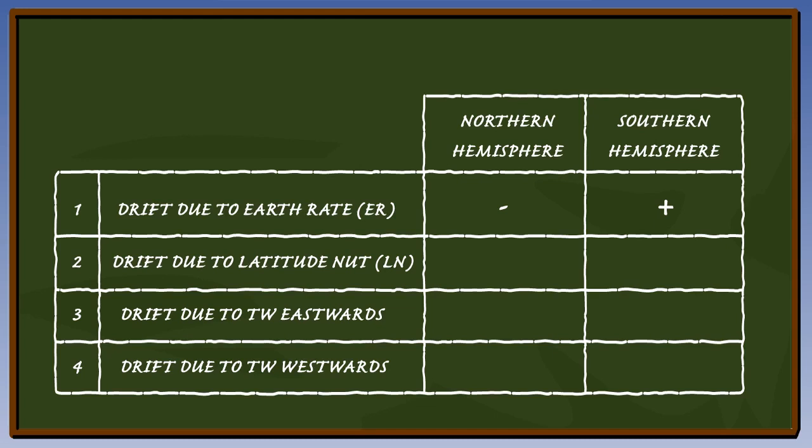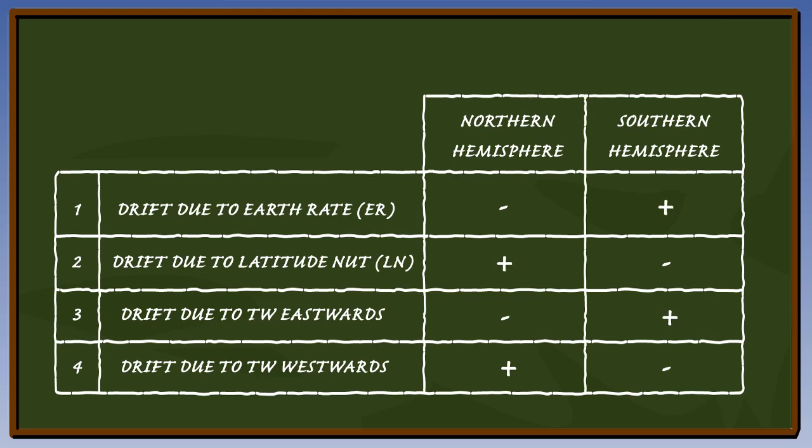The latitude nut induces real drift, which is equal and opposite to drift due to earth rate. So it must be a plus in the box here, and a minus here. The earth rotates in an easterly direction, so transport wander in an easterly direction will complement this rotation. Therefore, the sign in the box will be a minus for the northern hemisphere and a plus in the southern hemisphere.